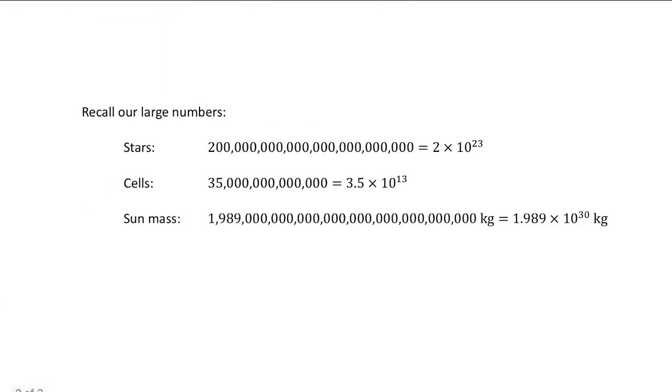Okay, now let's recall our large numbers. We have the number of stars in the universe, which is 200 sextillion. Well, it turns out in scientific notation, that's just 2 times 10 to the 23rd. Notice that's so much simpler to write than a 2 with all these zeros after it. Same thing with the number of cells in the body or the mass of the sun. These numbers are so much easier to write than these numbers over here, right? So you can see the utility of using scientific notation.